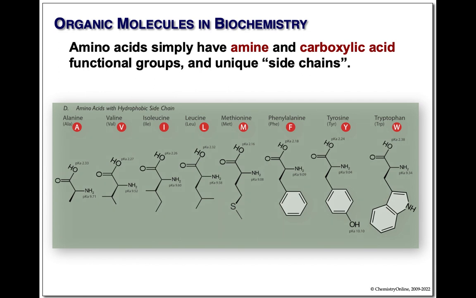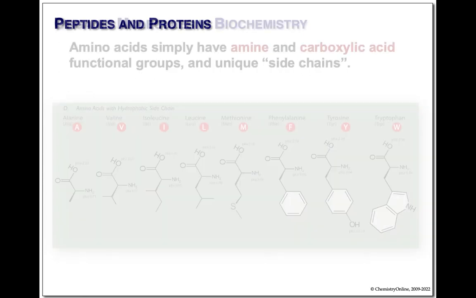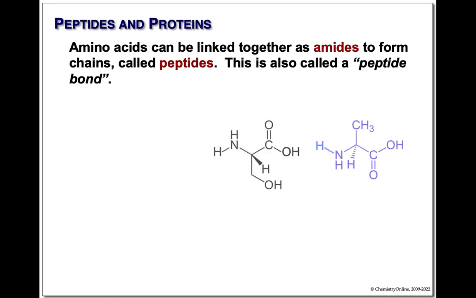All right, what do you do with amino acids? Well, you link them together. This is an amino acid with a methyl for a side chain. This is another amino acid with an alcohol side chain. This is the amino group. This is the carboxylic acid group. We can link these together, and when we do, we will remove a hydrogen and an OH. That gives us water.